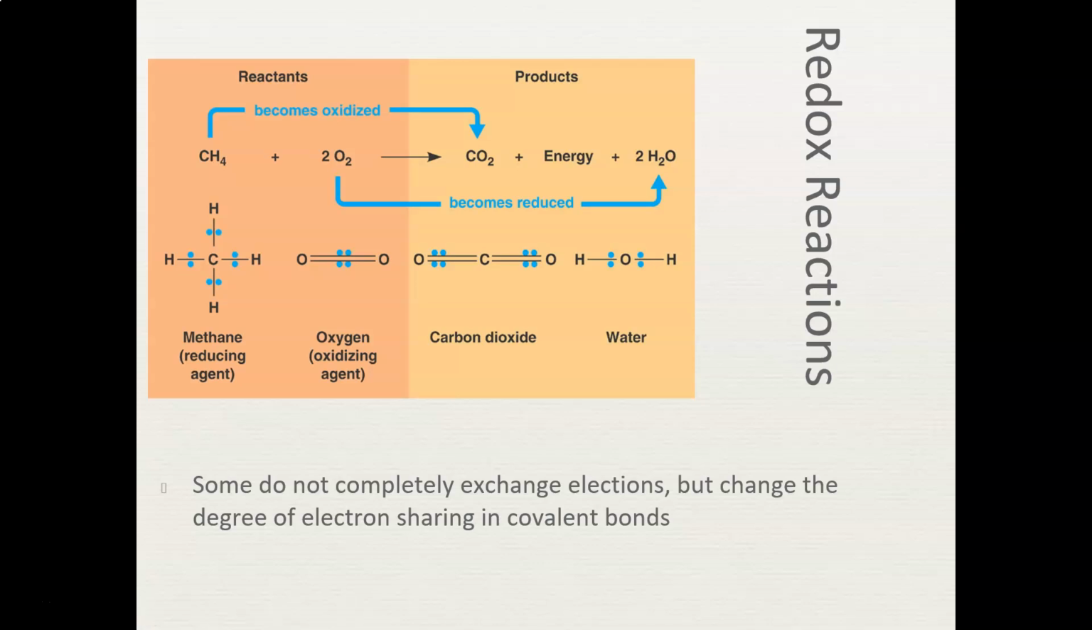So when we look at things like those ions, it's a complete oxidation or reduction pathway. Not everything completely exchanges those electrons, but changes the degree to which the electrons are being shared. And that's what you're seeing here in this diagram. So I've got a methane, which is a reducing agent, and it's shifting the way it's sharing its electrons to become the carbon dioxide molecule. The oxygen is the oxidizing agent, and again, it's shifting the way it's sharing electrons when it becomes water.